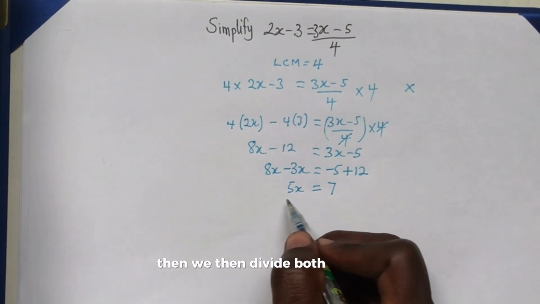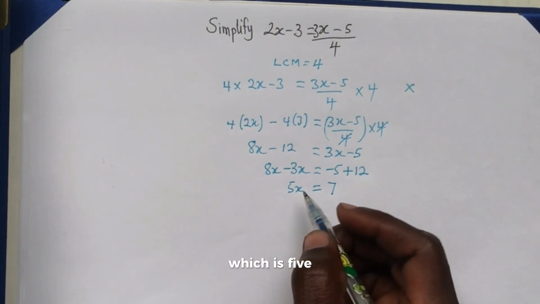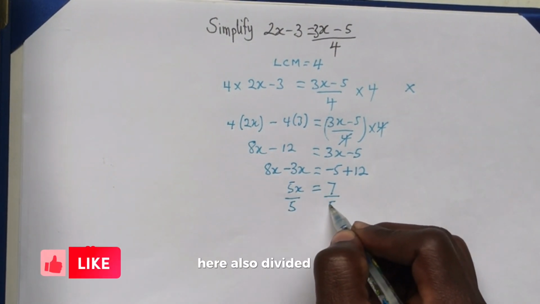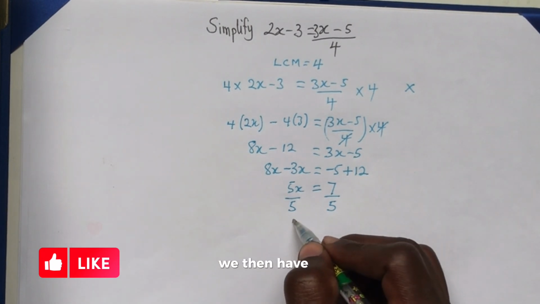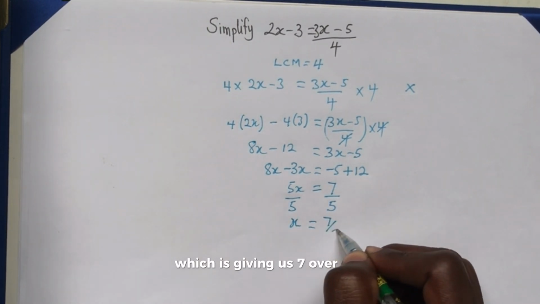Then we divide both sides by the coefficient of the x, which is 5, so here divided by 5, here also divided by 5. We then have x, which is giving us 7 over 5.